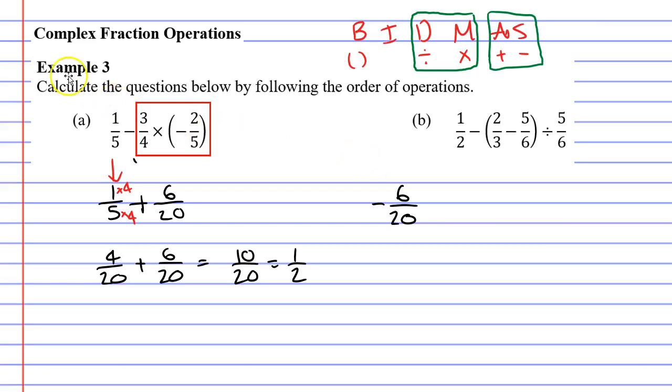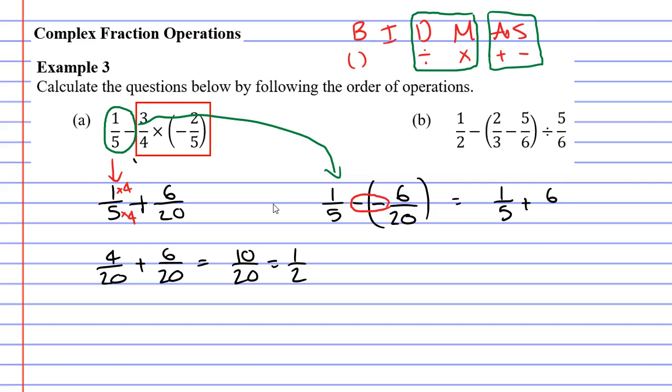-6/20. Now if we look at what's going to carry down this time, we're carrying down the fraction 1/5 as well as the subtraction symbol. It's going to come all the way down over here. So I'm going to have 1/5 minus -6/20. And you might remember that when you have two minus signs next to each other like that, it becomes a plus. It becomes 1/5 plus 6/20, which is exactly the same as what we had over here on the left, 1/5 plus 6/20. So this is going to end up being 1/2 as well.